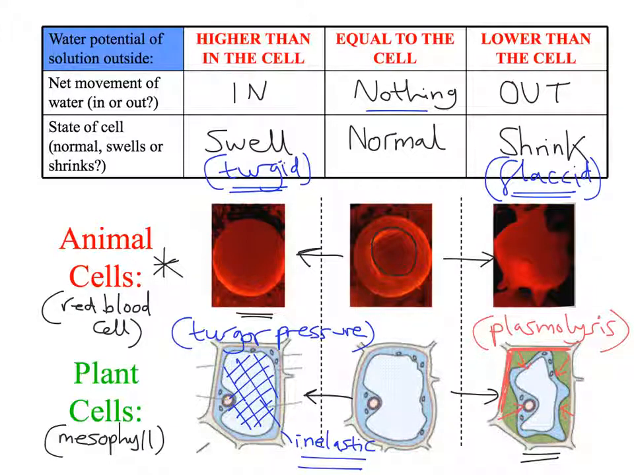So there we have it. A little bit about osmosis, the definition: the movement or diffusion specifically of water from a region of high water potential to a region of low water potential through a partially permeable membrane. We've got some descriptions of animal and plant cells and what happens inside different or varying water potentials of solution.